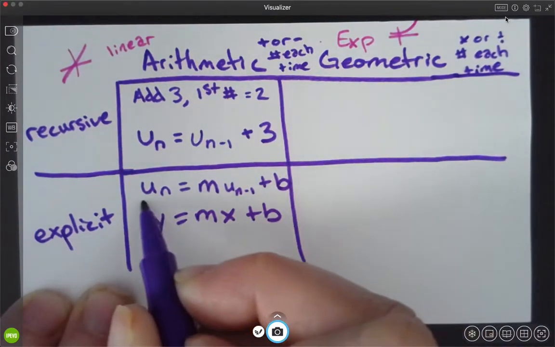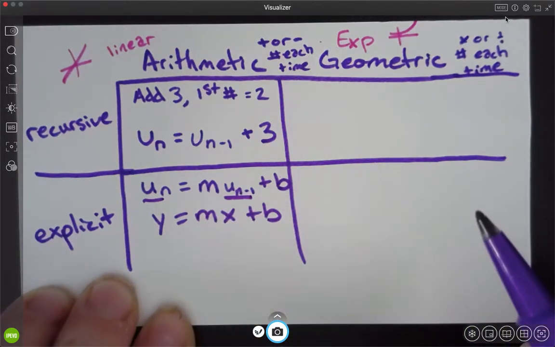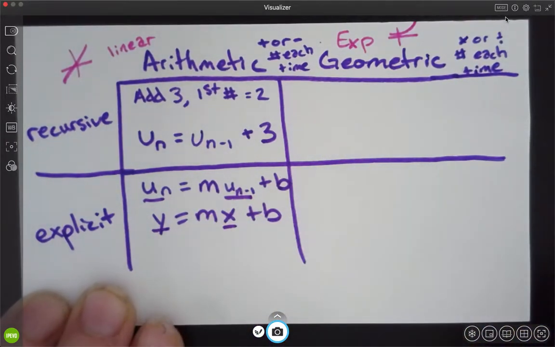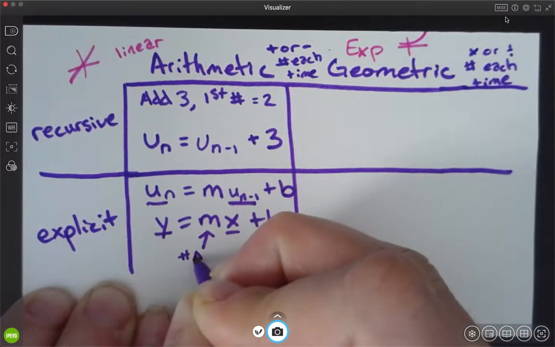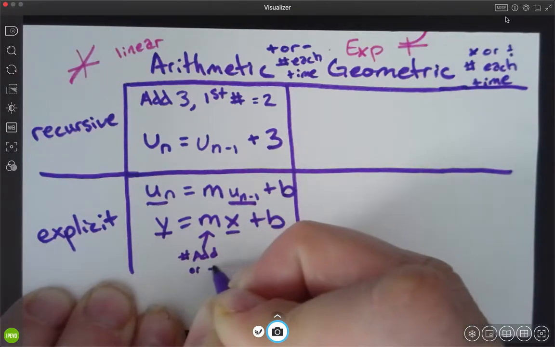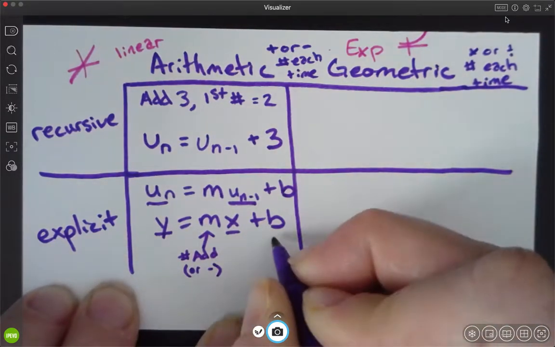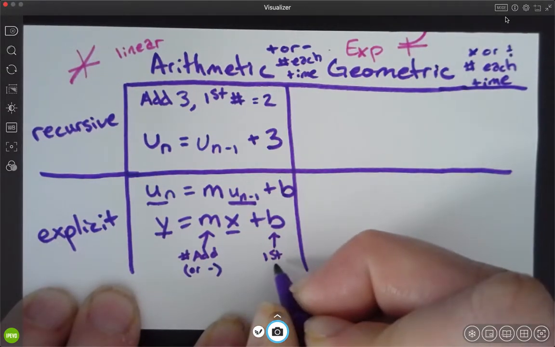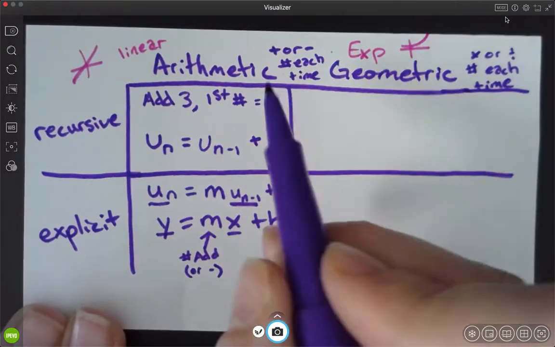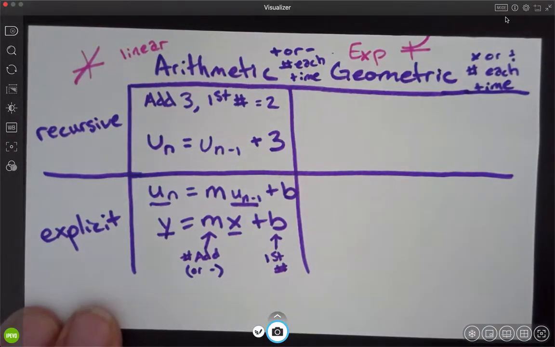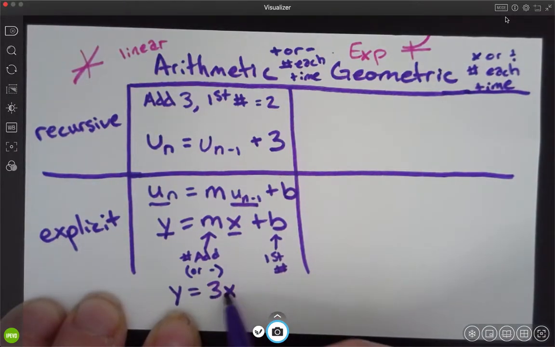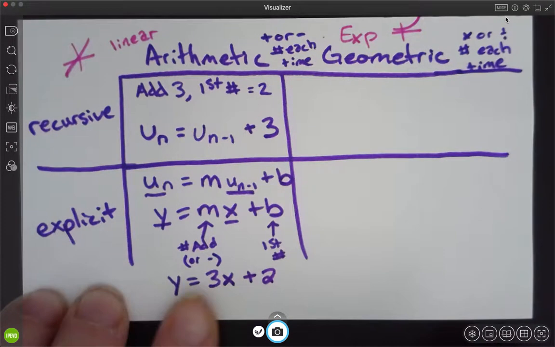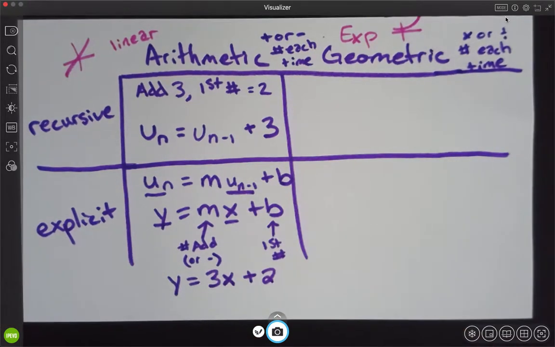If you like the u sub n's, you can use u sub n and u sub n minus 1, or you can use y and x instead. It doesn't matter. The m is going to refer to the number that you're adding or subtracting each time, and the b is going to be the first number. So for the scenario that we had up here, our explicit formula is going to look like y equals, we're adding 3 each time, 3x plus 2. Now this formula already has embedded in it that I am starting with the number 2.